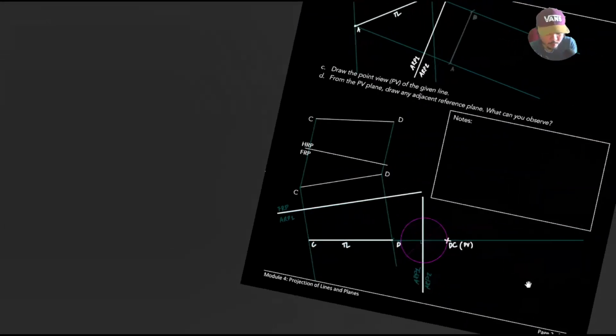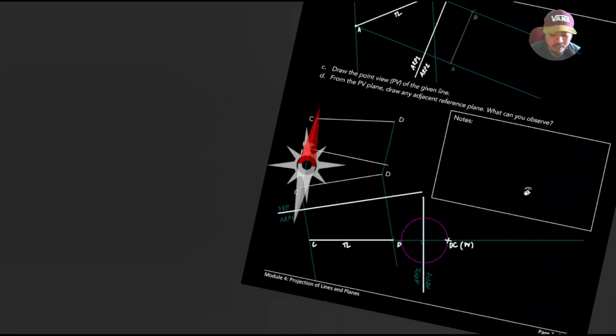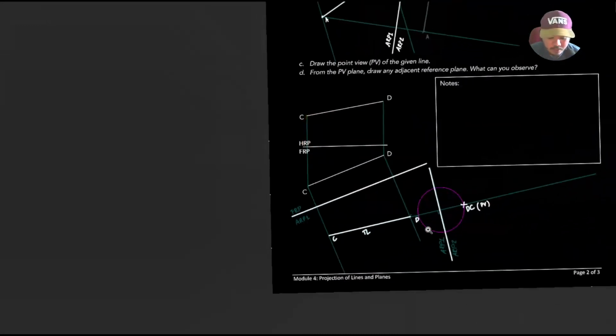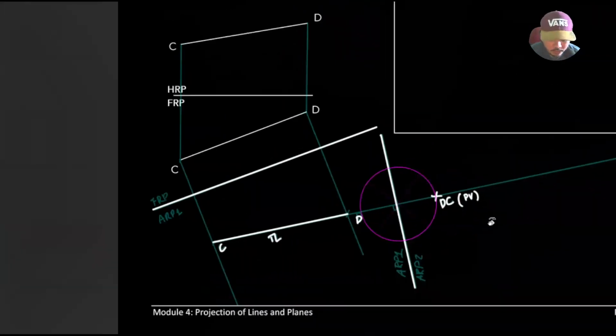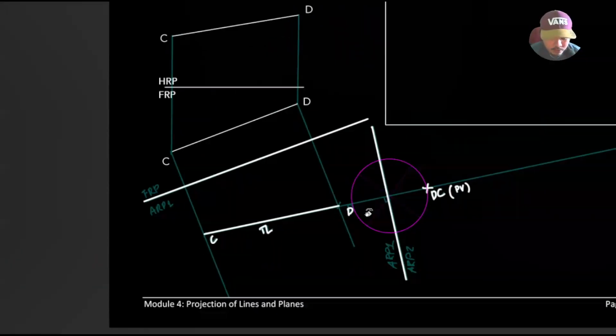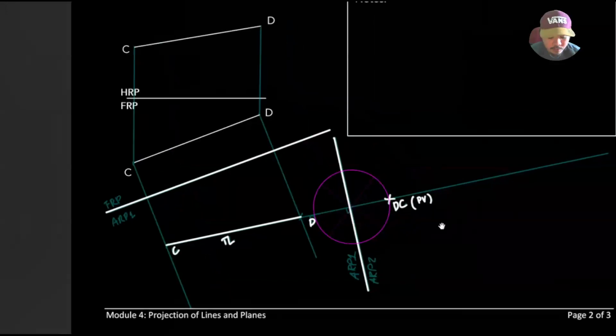So it looks like that. So if I were to dim down the construction lines, our final answer should look somewhat like this. Okay? So that's line CD shown in its true length, then line CD shown in its point view, that is shown as point DC in this ARP2 view. No? Okay?